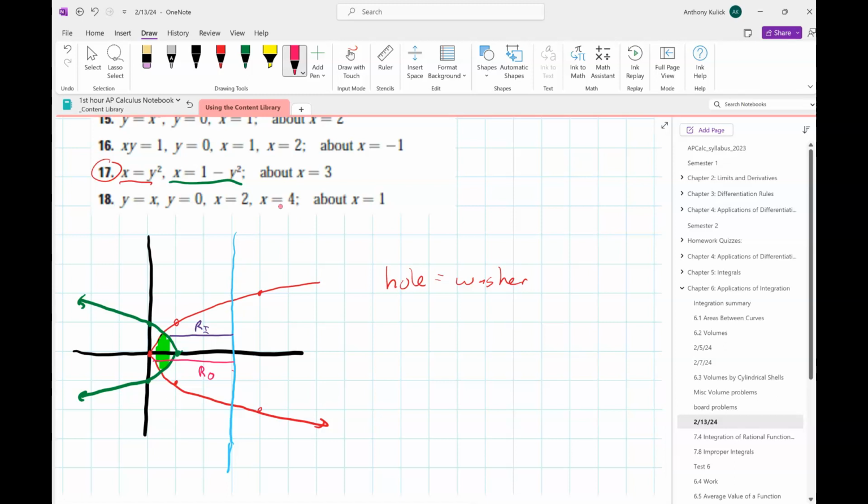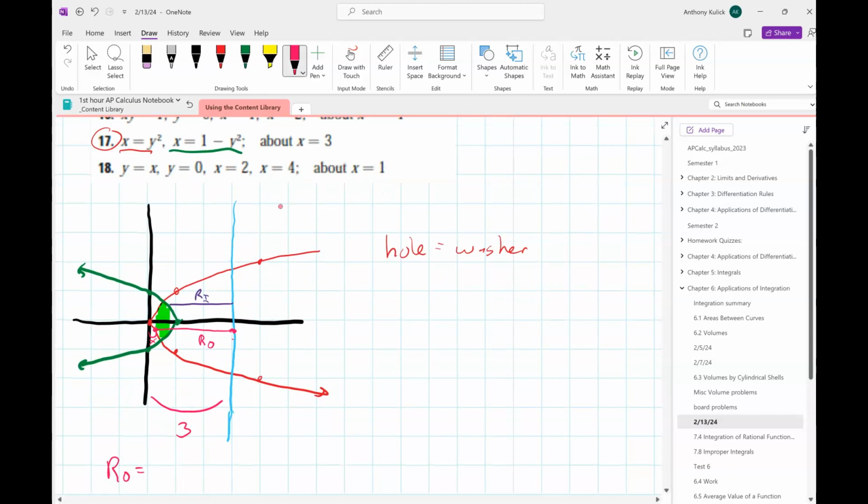Okay, let's construct those then. So for r outer, we'll do that one first because I'm still on the pen. How far is it from there to there? 3. How far is it from there to there? x. So our outer should be 3 minus x. What's the problem, though? What are we integrating with respect to? y. So we got to get that x out of there. What should I replace it with? y squared. Okay.